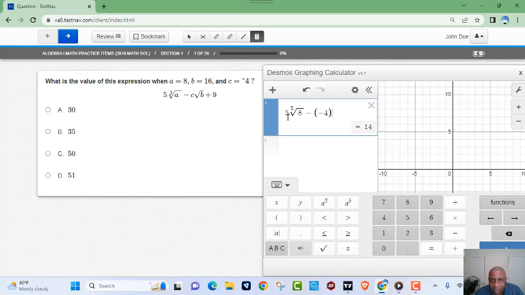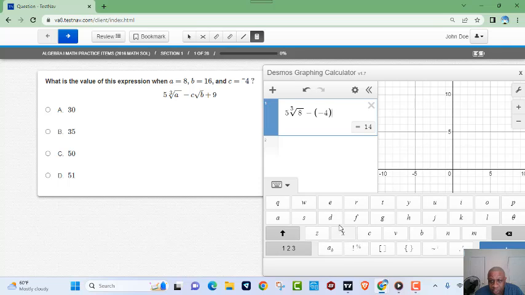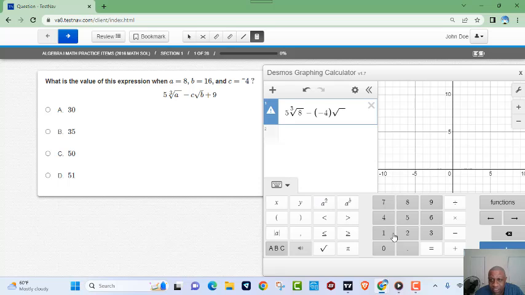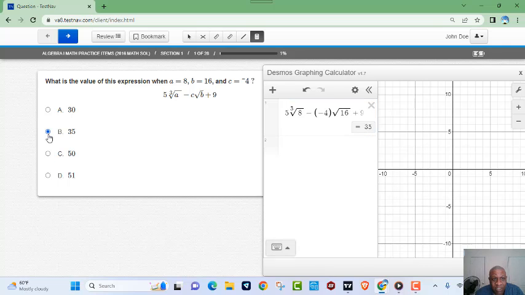So minus C, which is -4, times the square root of B. In order to get square root, you can simply type SQRT. And you see you get a square root. And it says B is 16, so the square root of 16, and then it says plus 9, plus 9. Answer 35, so that would be answer choice B right there. Okay, let's go on to the next question.